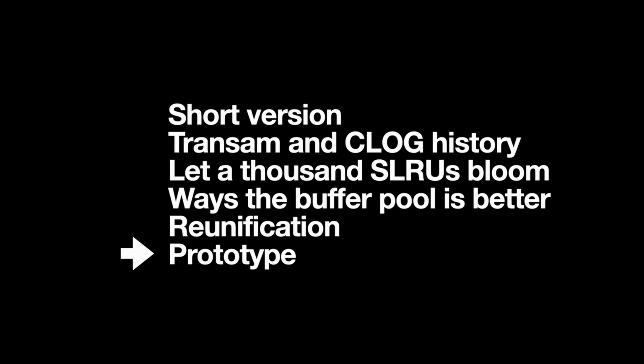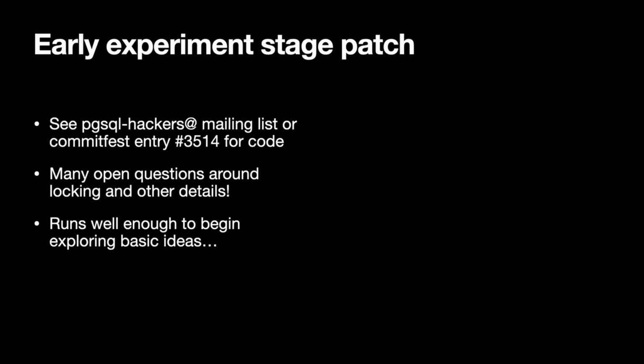Okay, so that is all the ideas that I wanted to talk about, and now it's time to talk about my prototype code. I've created a commitfest entry, and there's a mailing list thread, which is so far very short. The commitfest entry is 3514. From there, you can find the thread where I've posted early experimental patches. I'll post a rebase with an updated version before this goes out.